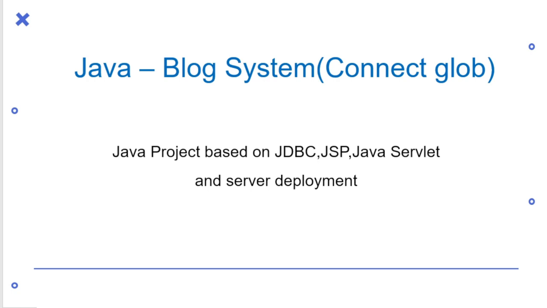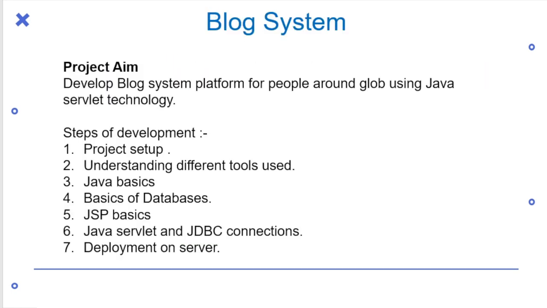So this project is based on JDBC, JSP, Java Servlet, and the server deployment. I am using AJAX here. I will tell you what AJAX is and each and everything later. So our project is a Java blog system, and we are going to create one blog system platform, we can say, with a Java app basically.